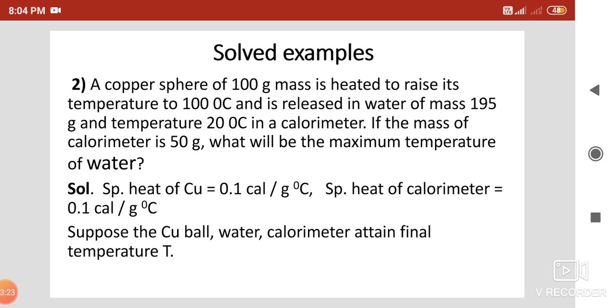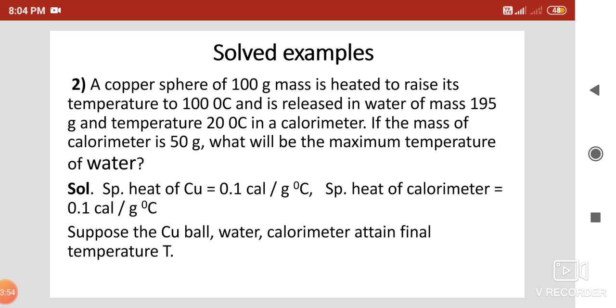So when we drop the copper sphere in the water, the temperature of water will increase while the temperature of the copper sphere will decrease, and they will attain some temperature. We'll suppose that the copper ball, the water and the calorimeter will attain the final temperature capital T. So let us first find the heat lost by the copper sphere.